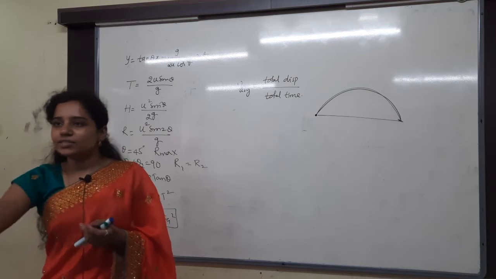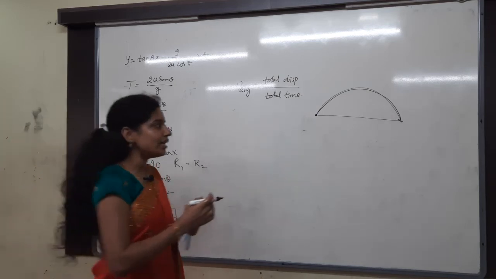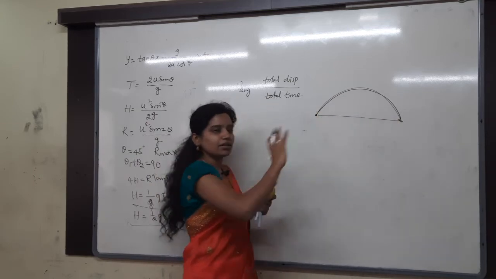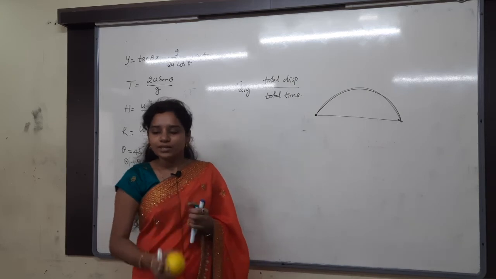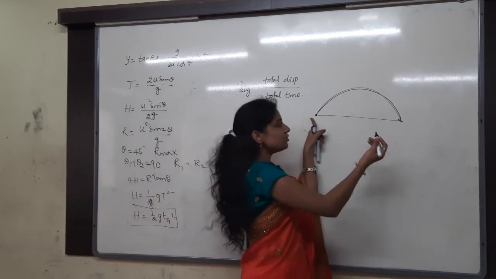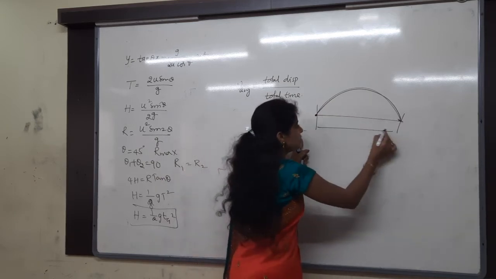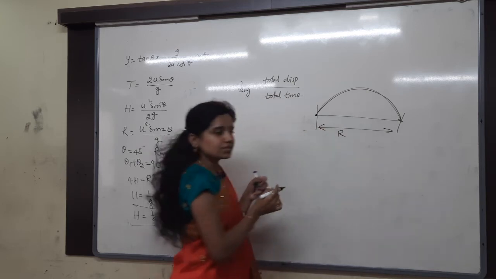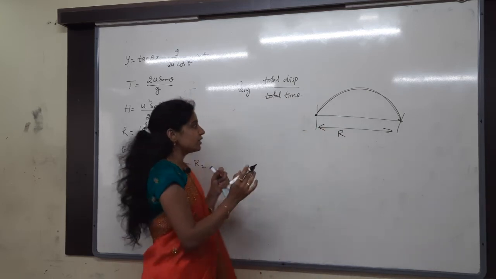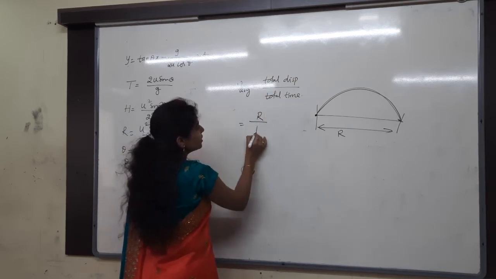So in the vertical direction, on the y axis, what is the displacement? 0. Initial level is equal to the final level, so the displacement along the y axis is 0. Displacement along the x axis is the range, final position minus initial position. What is this distance? Range R. What is the total time taken? Time of flight. Very good. So the total displacement is range, total time is time of flight.